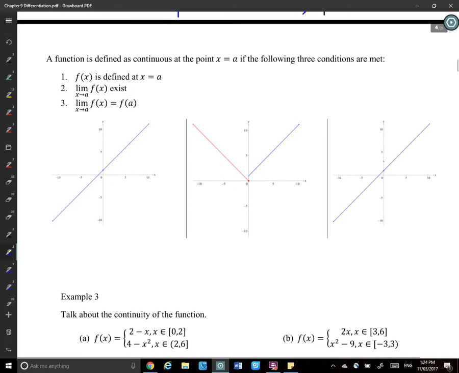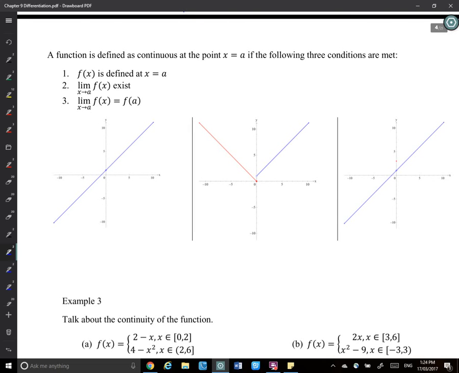Okay, so now what we're going to learn is continuity, whether the function is continuous at that point or not. In theory you need to check three things. But if you're looking at the graph, to say whether it's continuous or not, you only need to see whether the graph is connected at that point. If the graph is connected at that point, then it is continuous at that point.